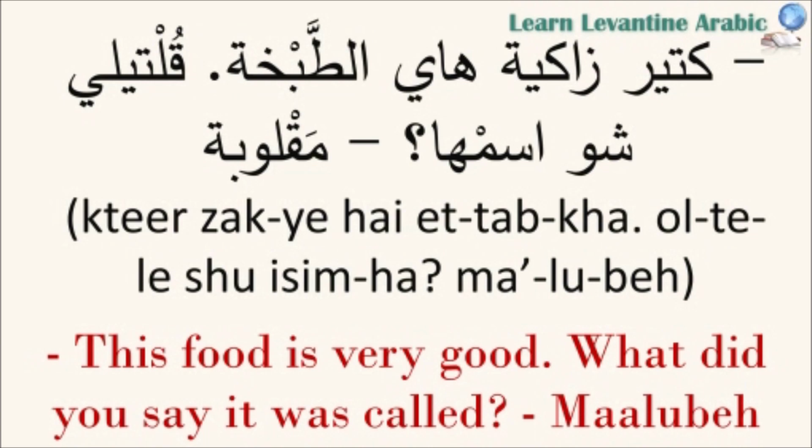قلتيلي, you told me. قلتي, you said. قلتيلي, you told me. It's kind of the short version of قلتي إلي. So you said to me, you told me. شو اسمها? شو, what? اسمها, its name. اسم, name. اسمها, its name. مقلوبة, which is an upside down popular Arabic dish with rice, chicken, and vegetables.